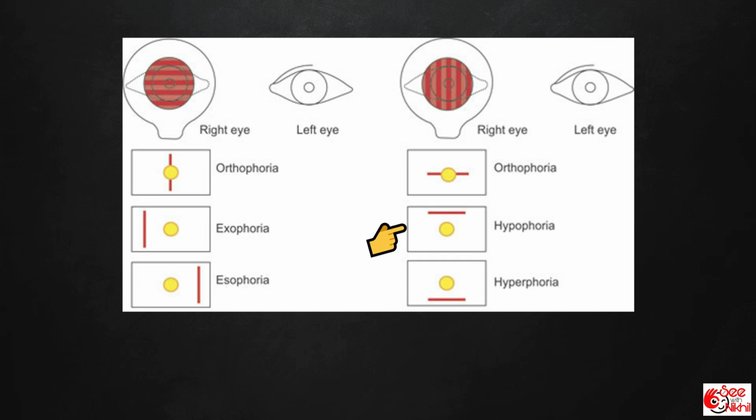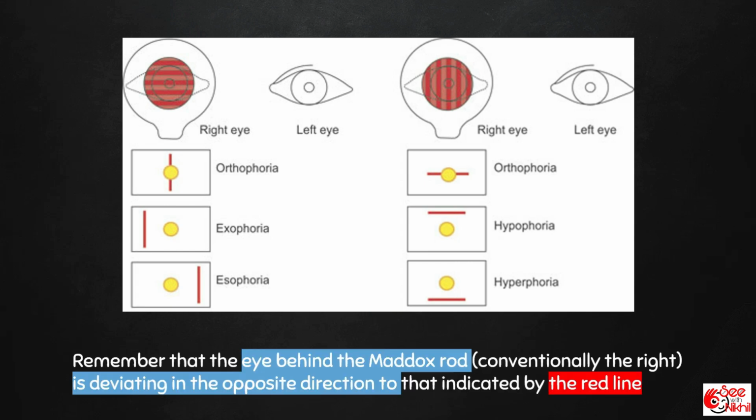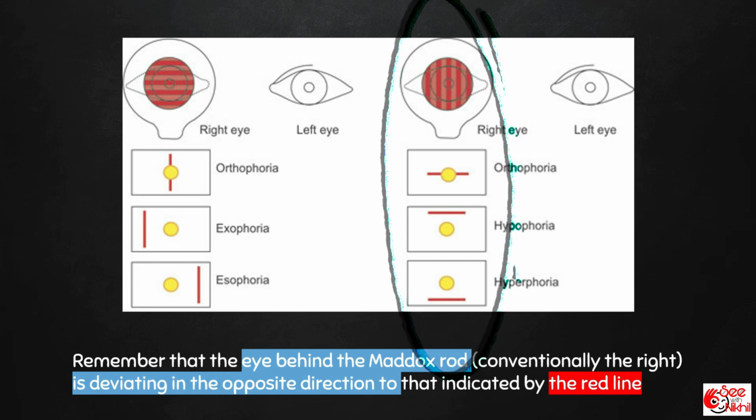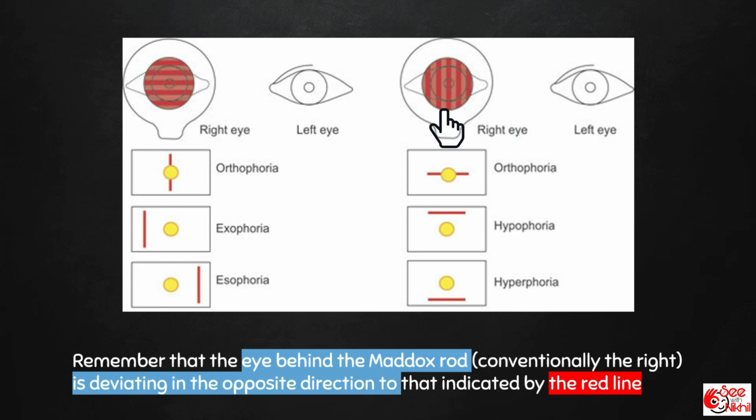In hypophoria, eye goes down and the red line is seen up. In hyperphoria, eye goes up and the red line is seen down. So remember, in all cases of Maddox rod test, eye behind the Maddox rod is deviating opposite to the direction of red line. Note that for testing vertical deviations, we will need a horizontal streak, so the orientation of Maddox rod cylinders is kept vertical.